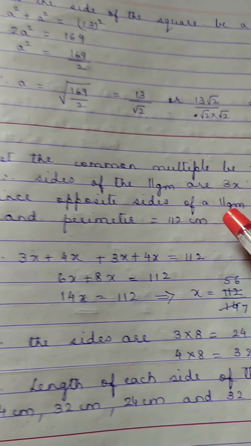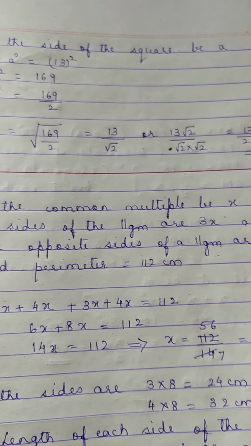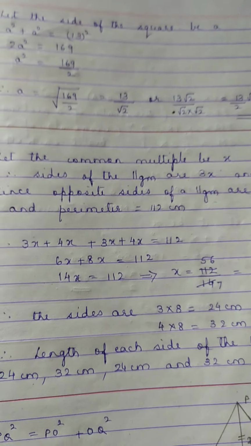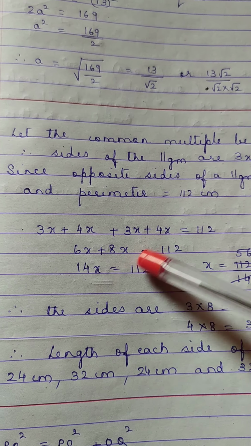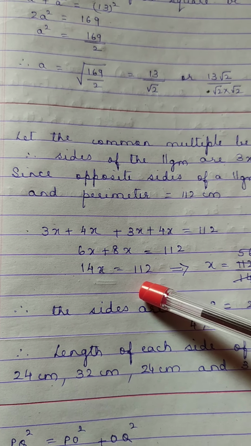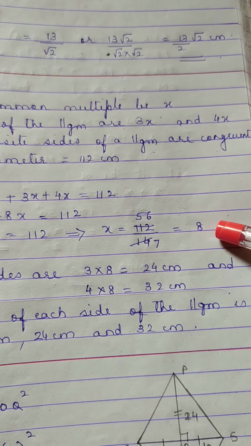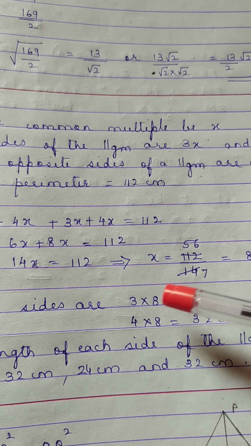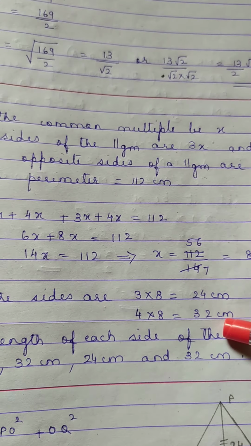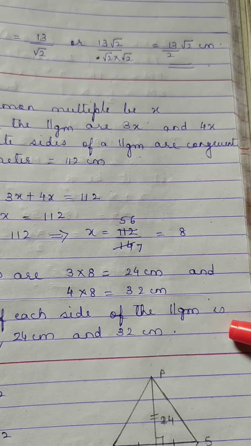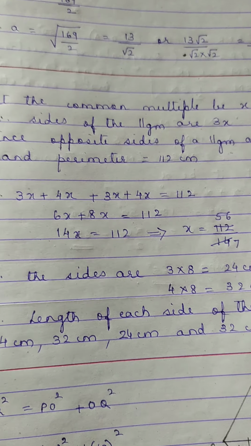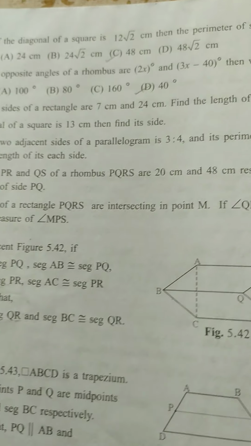Now, since opposite sides of a parallelogram are congruent, the perimeter will be, add this 3x, 4x, 3x, 4x again. So that comes to 3 plus 4, 7, 7 plus 7, 14x is equal to 112. When you solve this, I get x equal to 8. Therefore, the sides are 3x, 3 into 8, 24 centimeters, and 4x, 4 into 8, 32 centimeters. Therefore, the length of each side of the parallelogram is 24, 32, 24 and 32. Okay. So, that's question number 4.